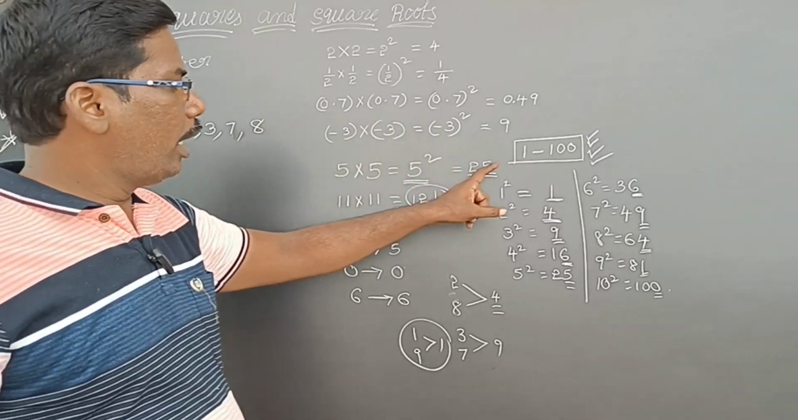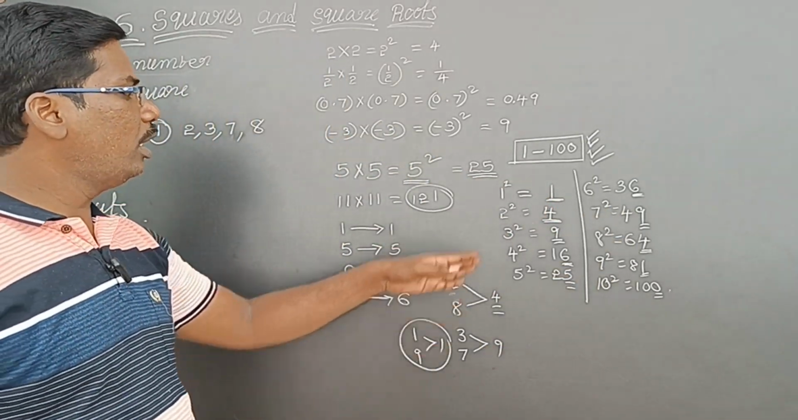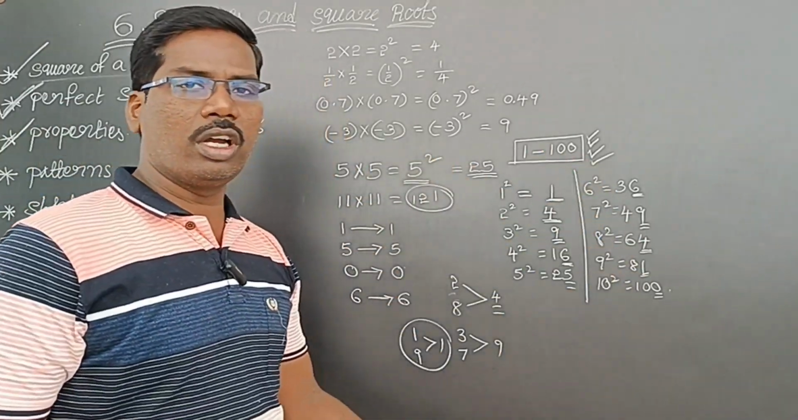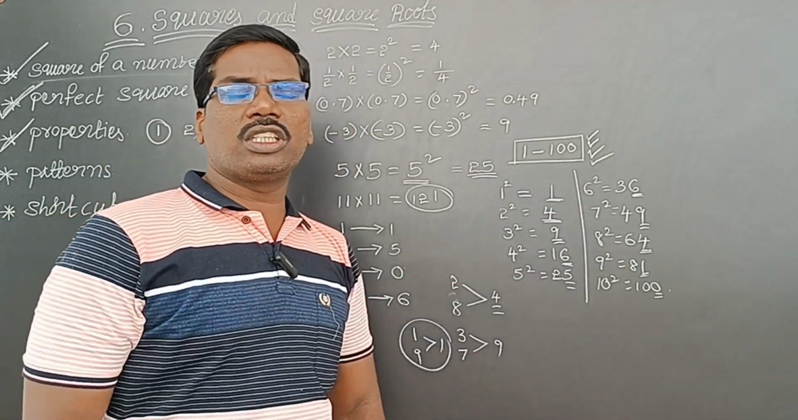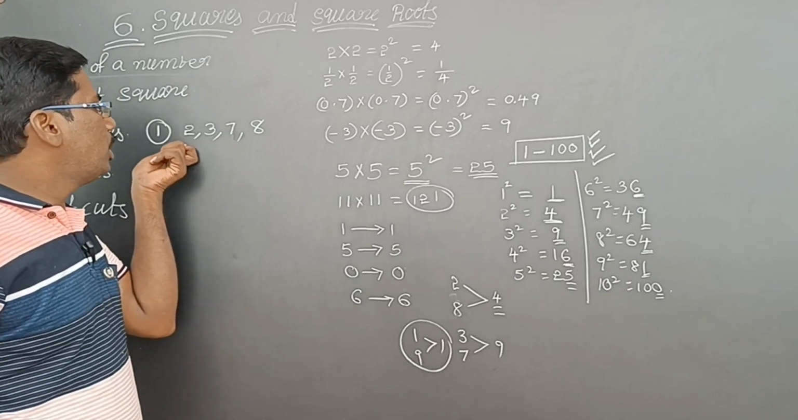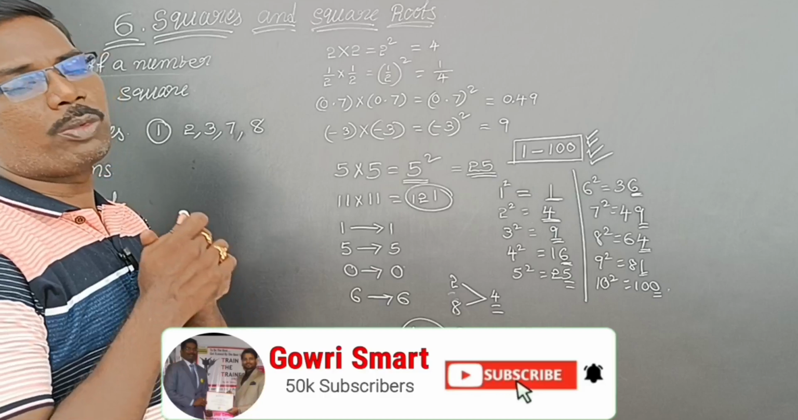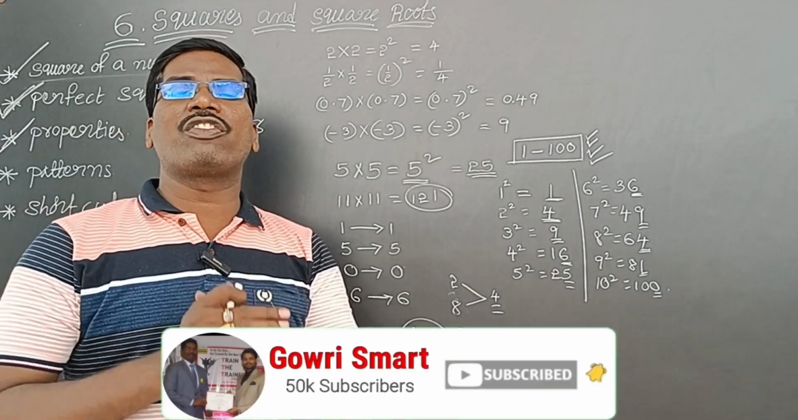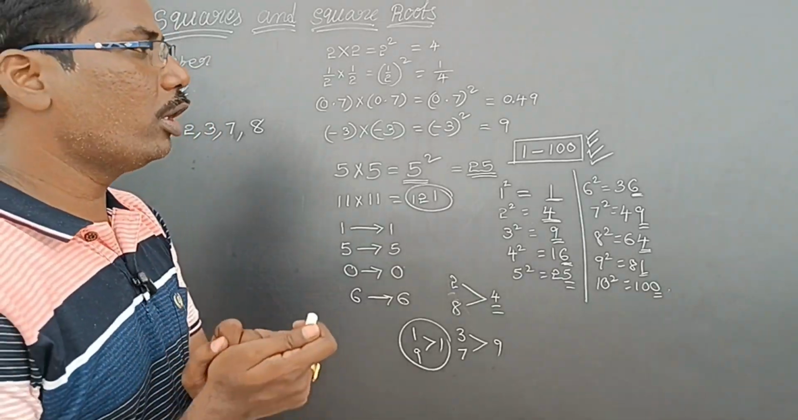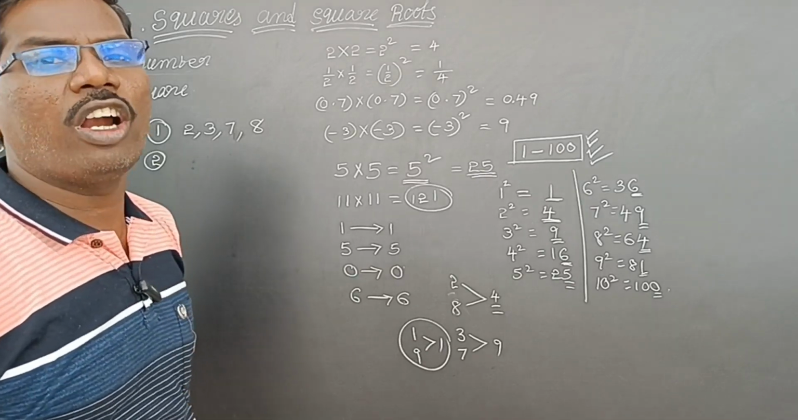See, in the squares, have you seen 2 anywhere in the units place? No. Have you seen 3 in the units place in the square numbers? No. Have you seen 7 in the units place? No. Have you seen 8 in the units place in the square numbers? No. Because these 2, 3, 7, 8 are not in the units place of the squares. So, the first property is nothing but the square numbers never end with 2, 3, 7, 8. This is a very important property. And the second property, the square numbers never end with an odd number of zeros.